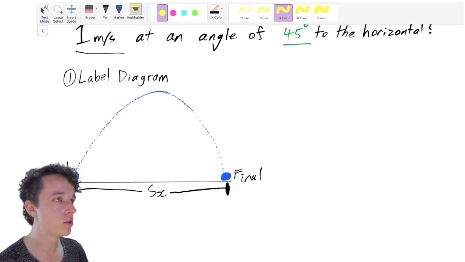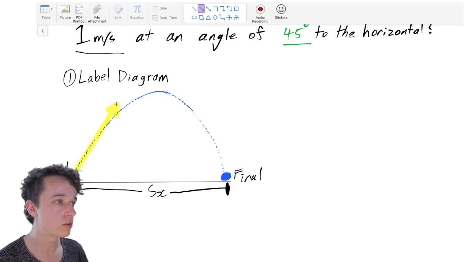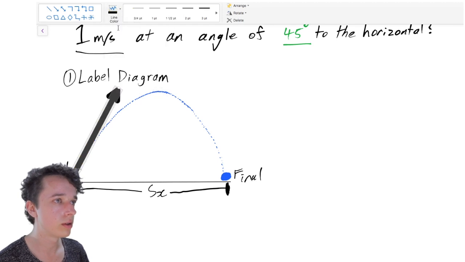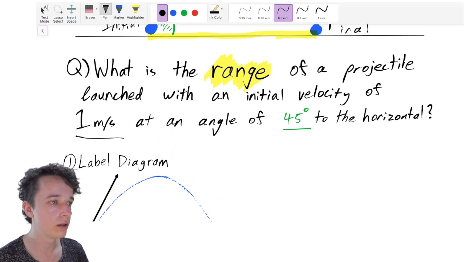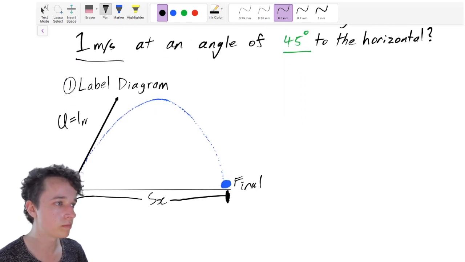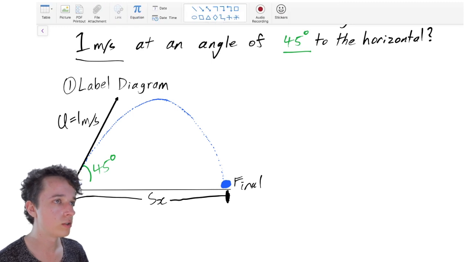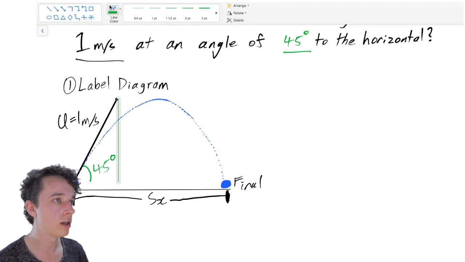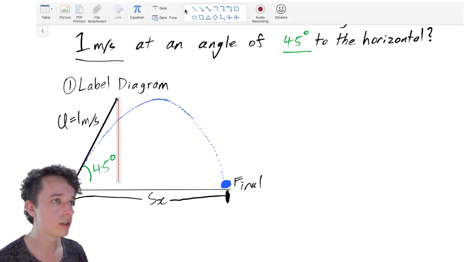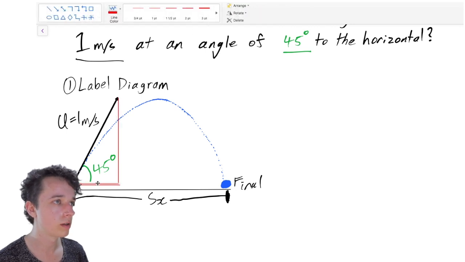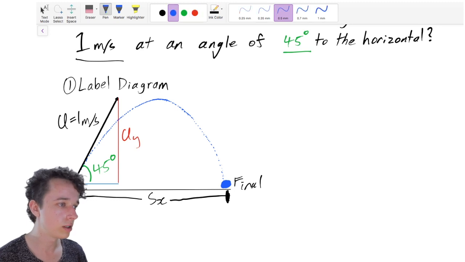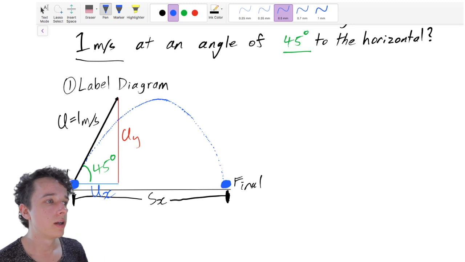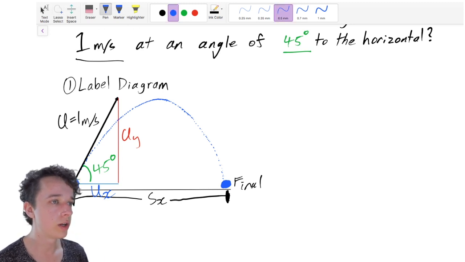Again, like all the previous questions, we draw an arrow. Oh, geez, that's not what I want. Okay, we draw an arrow, and we notate it with the magnitude of the velocity, which is 1 meter per second. And then we draw the angle that it's shot at, which is 45 degrees. And then we break it into its y and x components, where this here is uy and this here is ux. And then we use trigonometry to find uy and ux.